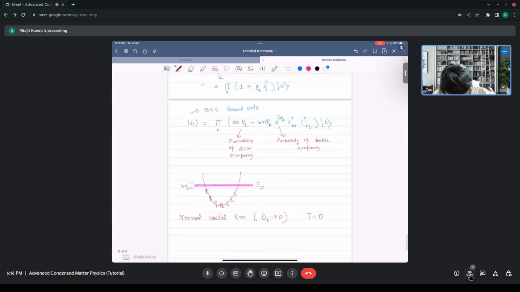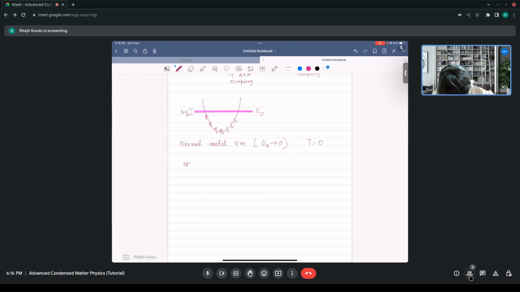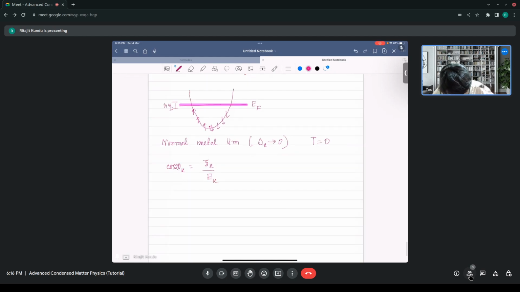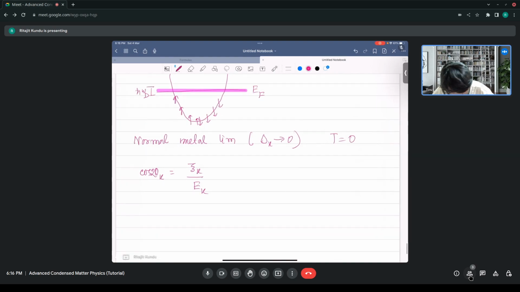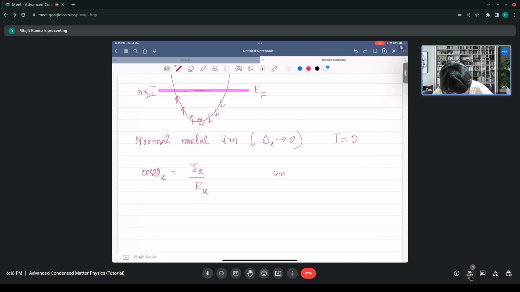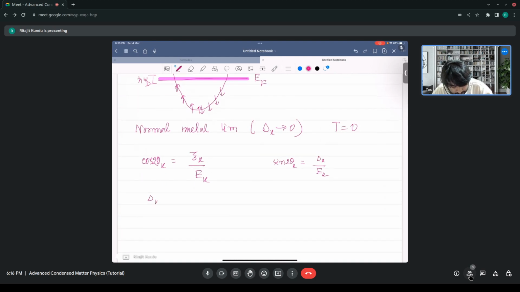So, cosine of theta k was what? Let me actually write that. Cosine of 2 theta k was given by psi k by ek, right, and sine of 2 theta k was delta k by ek, right. So when you turn this off, delta k goes to 0.